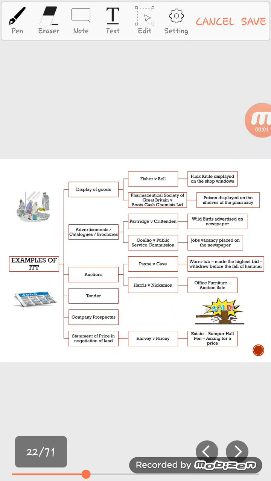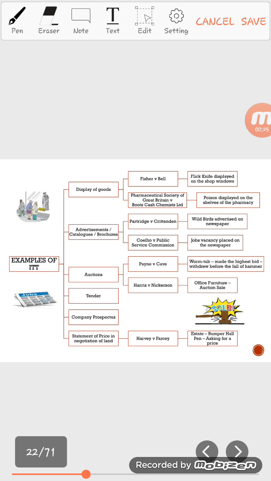Let's look at the example of invitation to trade. So we have so many examples of invitation to trade here. Actually, we have 6 examples, and we will discuss one by one. Yes, the first is display of goods. Display of goods can also be considered an invitation to trade.